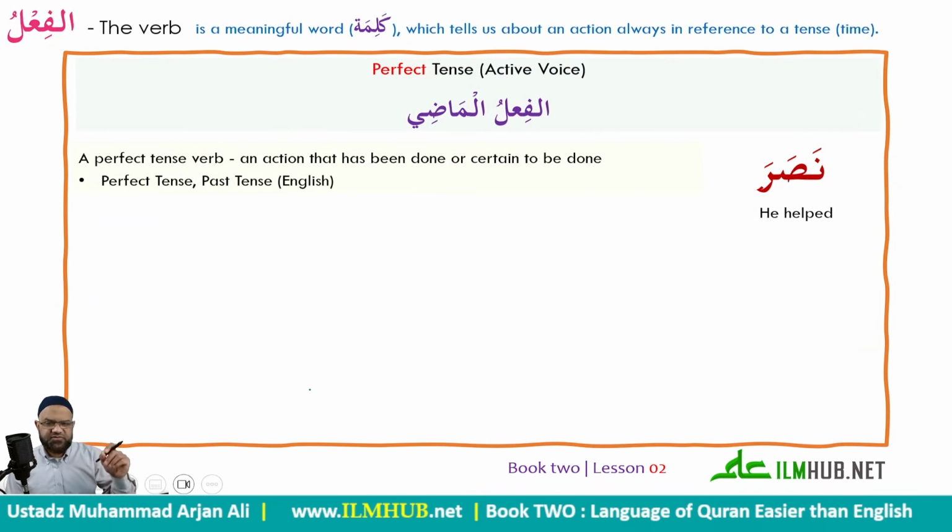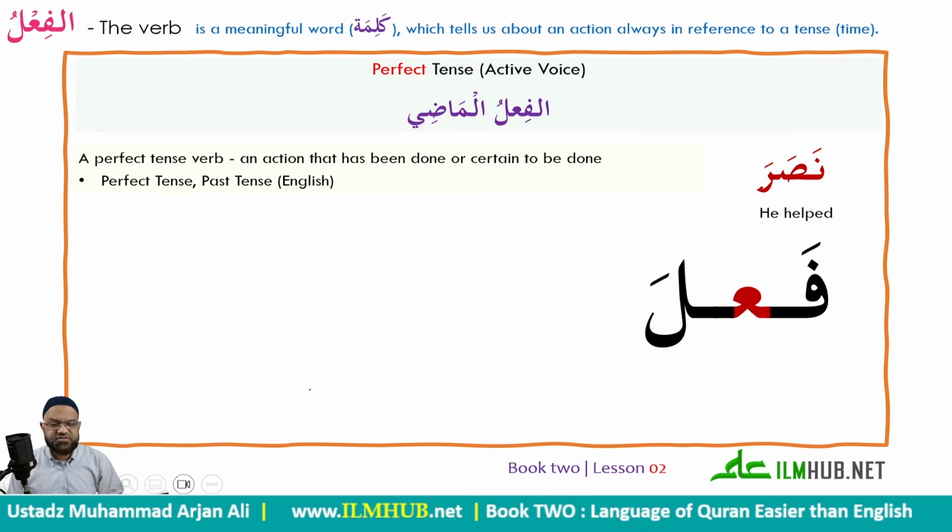Al-Madi, perfect tense verb. Example, nasara, he helped. An action that has been done or certain to be done. We have the scale of it for the thulathi mujarrad. Please note, again, go back to the introduction video. I'm going to be talking primarily about this one until we get to that level, inshallah. It's very basic. It has only three root letters.